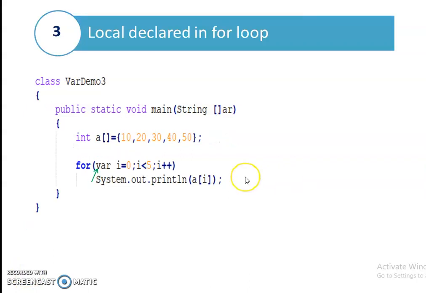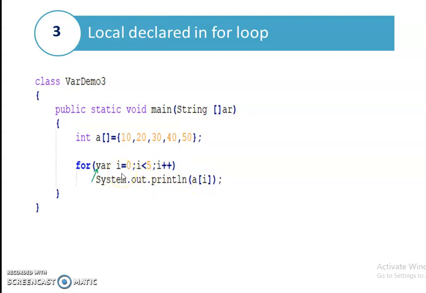In the next case we are using the var keyword with locals declared in for loop. Here you can see we have one class named var_demo3. We have the main method. Inside the main method we have one integer array holding 5 elements and we have used a for loop to iterate this array. So you can see we have written var i equals 0, i less than 5, i plus plus, and we are printing the element at index i, right?